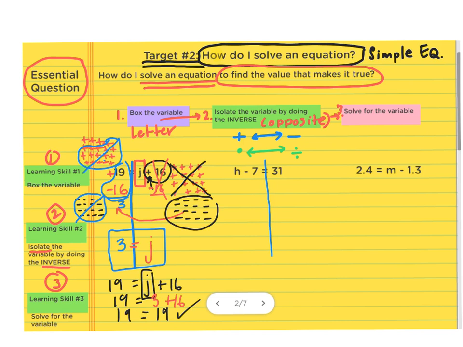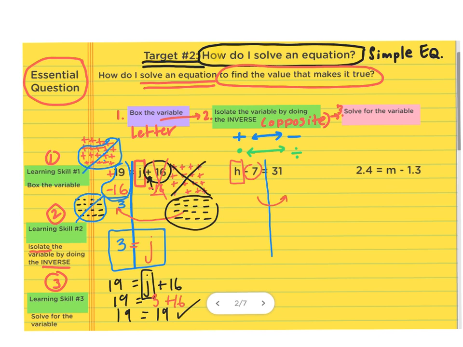So I'm going to box Miss Olton. That's learning skill number 1. Step number 1 is box Miss Olton, that variable. The second thing I know is who is with Miss Olton that needs to go away. I have to isolate Miss Olton. I have to get her by herself. So I'm going to look at this -7 right here, and I know I have to move this -7 over away from Miss Olton.